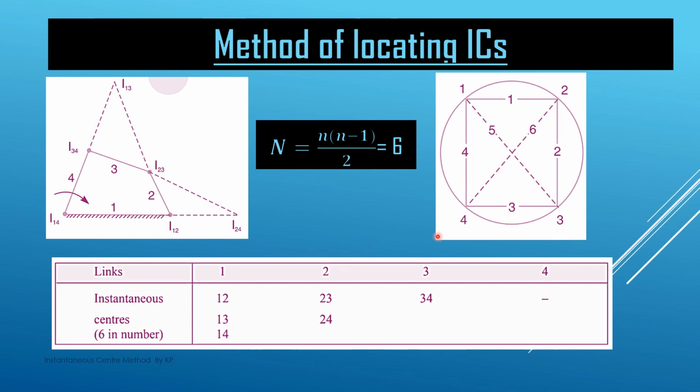So this way, using the circle method, if there are 6 points, we locate 6 points on the circle, and then we join with solid lines the points whose ICs we have already easily located using the previous slide. For the ICs we have to locate, we join them with a dotted line, and we see that these dotted lines are the common side of which two triangles. This is what we normally have to see, and this way, by using the circle method, we can locate the other ICs in any mechanism.